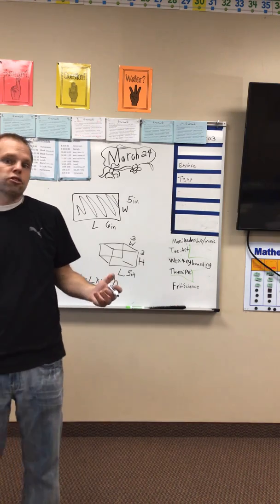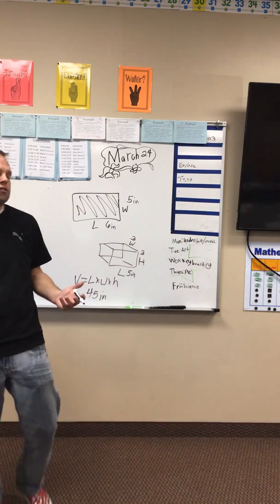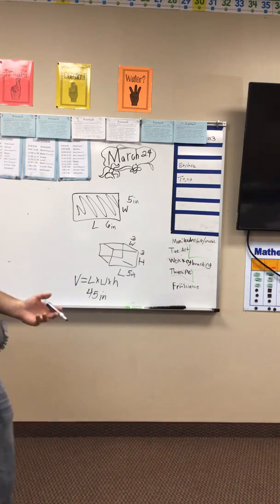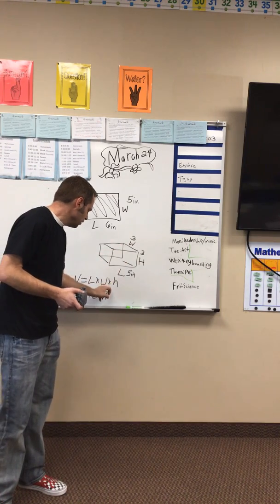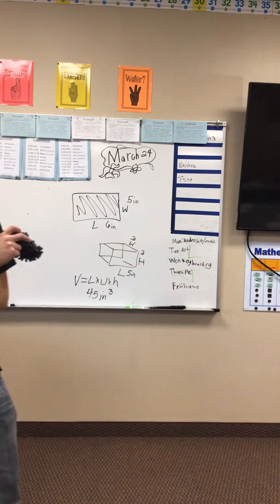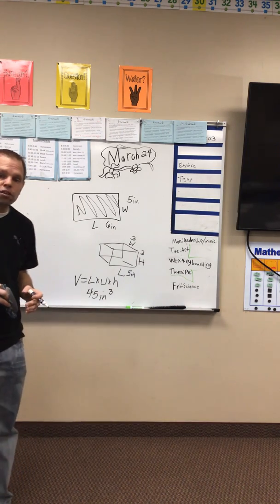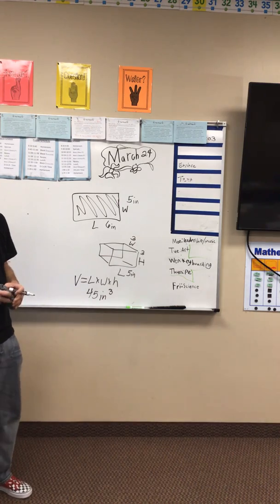Make sure to label it. In this case, it's inches. So I put inches, but it's not squared like area. I'm not doing 2 dimensions, I'm doing 3 dimensions, 1, 2, 3. So I'm actually going to put a small 3 there, or a cubed sign, to let you know that I am talking about a 3-dimensional object: length, width, and height.